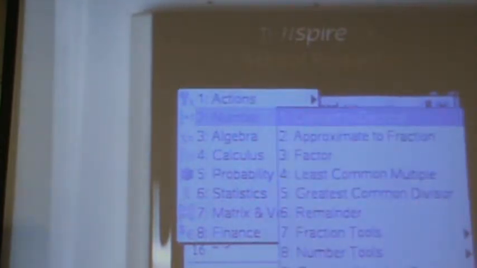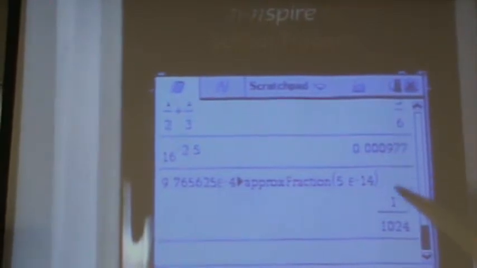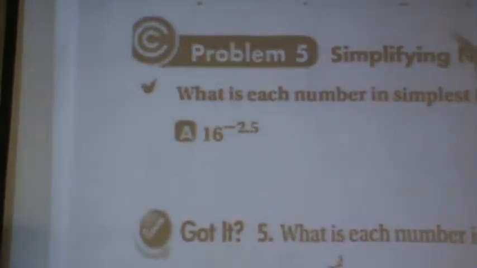Watch how I'm going to show you. That is one way to do it. And now what you could do is convert this to a decimal. If you hit menu, number, and approximate to fraction, and then hit enter, that's the answer I want you to get. So these two are actually the same answer, but I'm going to show you how to get this without using a calculator.